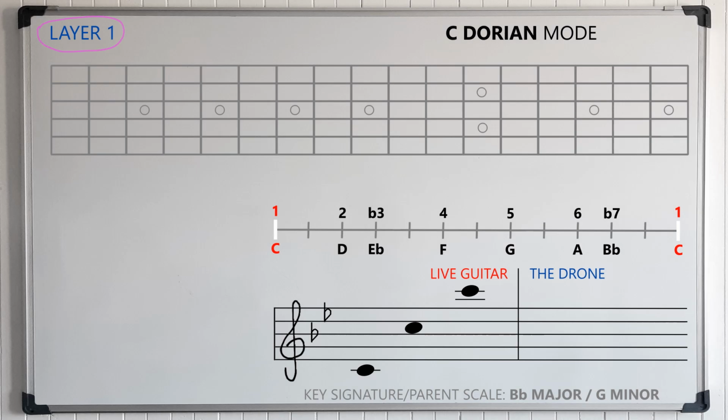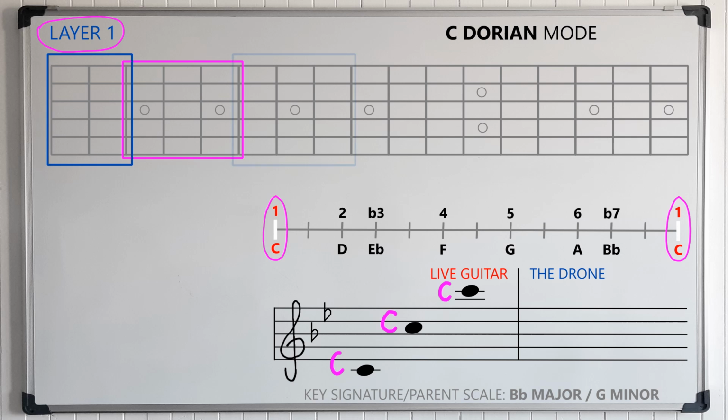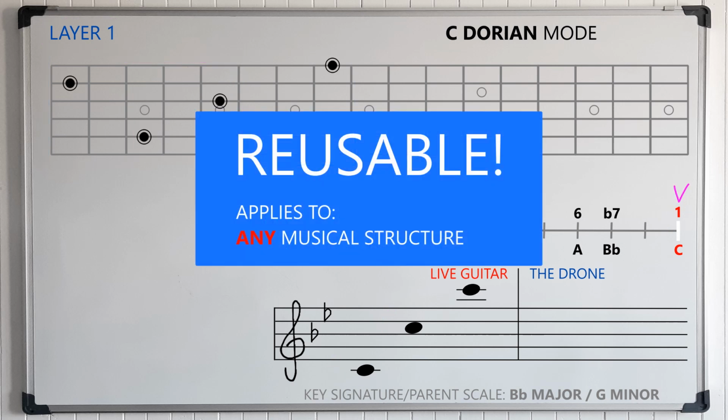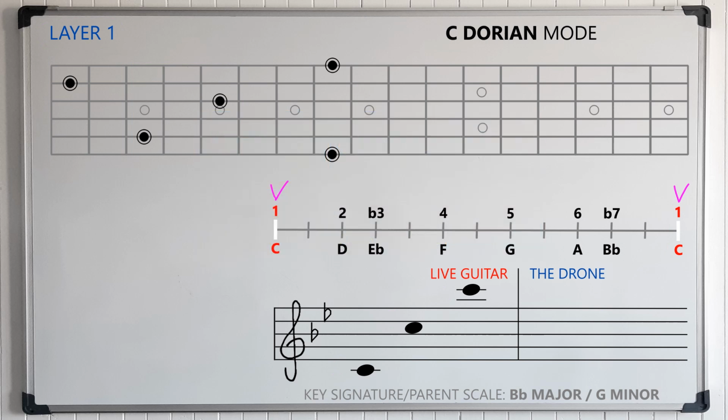Layer 1, of course, could be none other than a root, which in our case is C. Today we will focus on this fretboard area and expand to the neighboring positions from there. This layer applies to literally any musical structure. You can remember all instances of C on the neck, but it's also crucial to see the octave and unison intervals here because they speed things up.